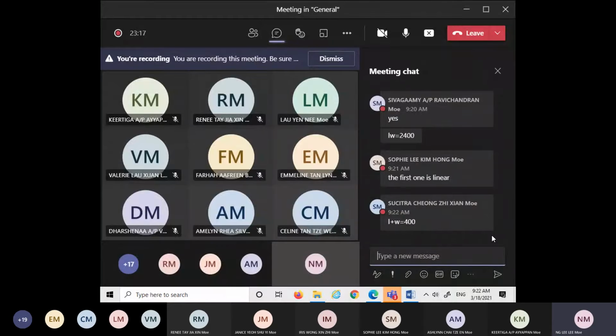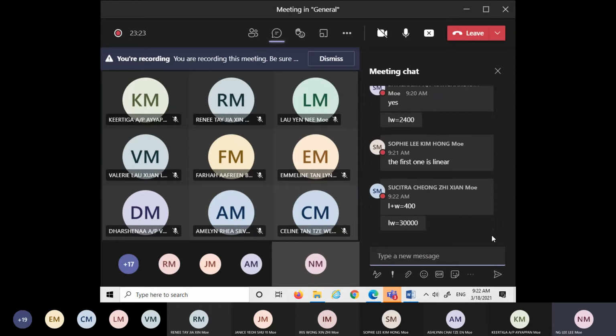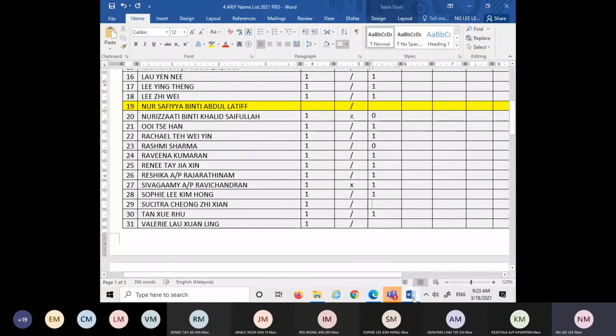Okay, the first one, L plus W equal to 400, because she has simplified straight away by dividing by 2. The second one, L times W is 30,000. Then the same thing, the first one is linear, the second one is non-linear. Now we come to the third example. Melody.